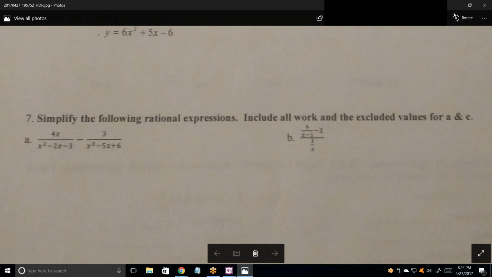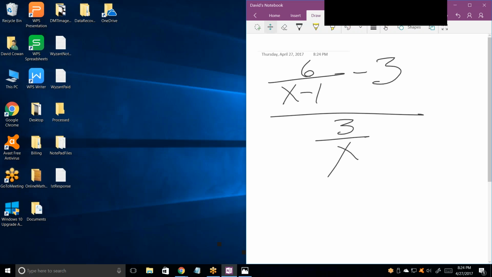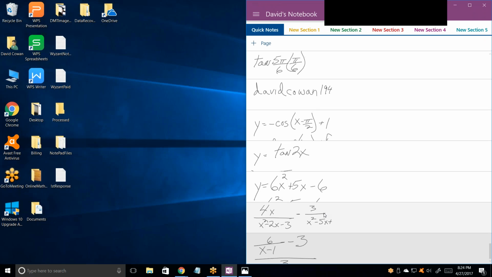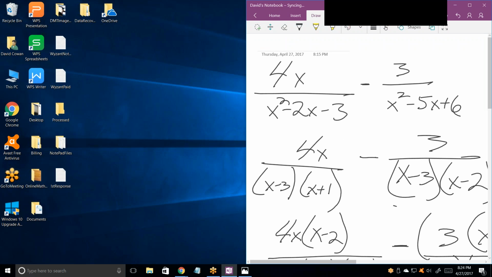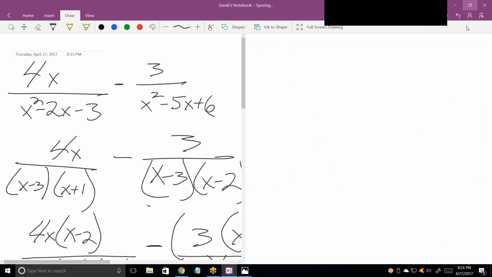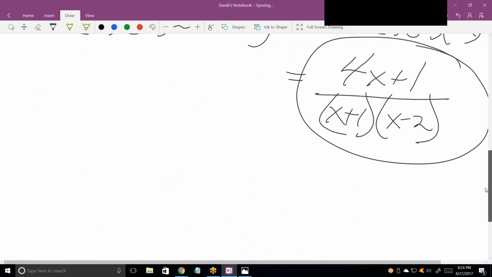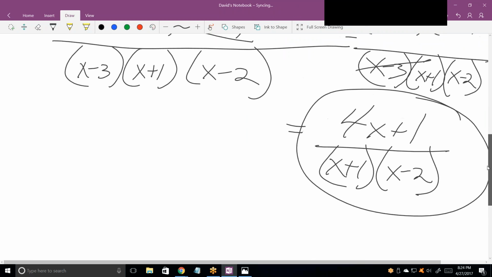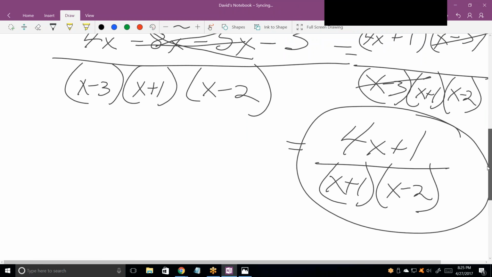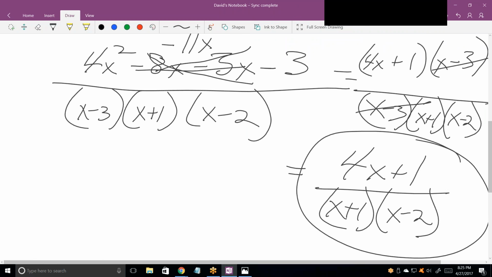Let's go back a step. Look at the answer I came up with. 4x plus 1 over x plus 1 times x minus 2. What can x not be? Negative 1, 3, and 2. Very good.